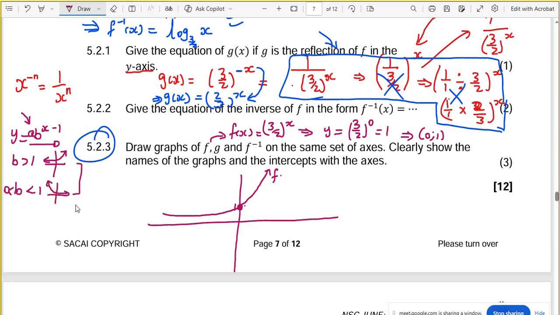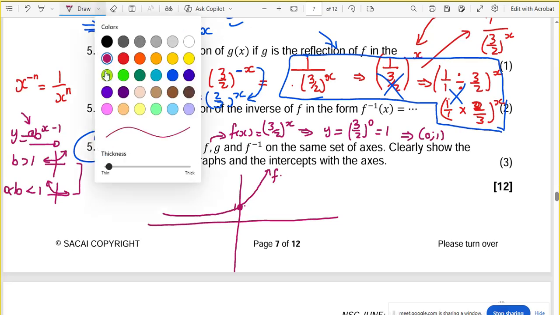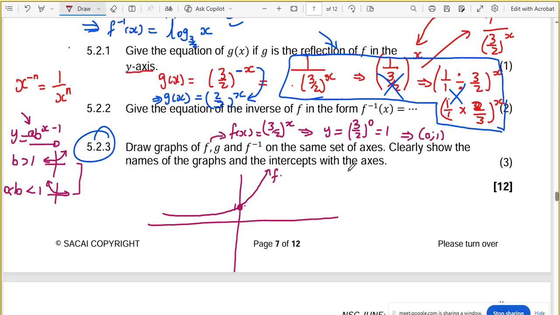Yes, sir. So now what you're going to do, already you know that g, what was g? From 5.2.1, g was the reflection. And we said the reflection is this graph here, is 2 over 3. So the reflection, that's (2/3)^x. This is your g of x.